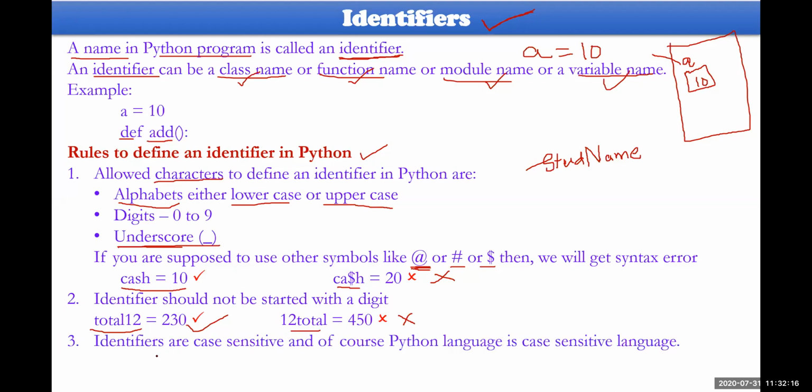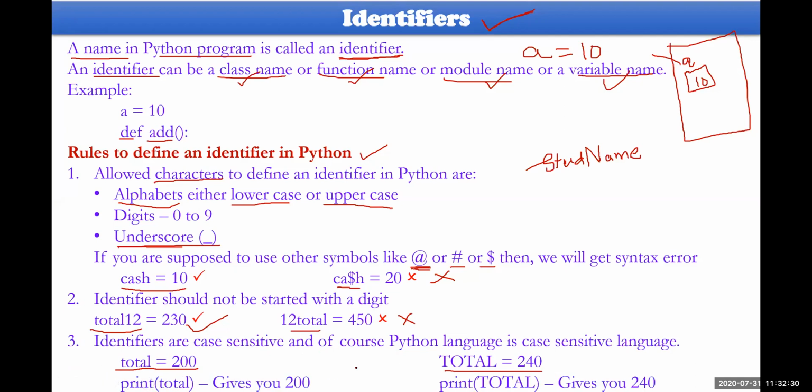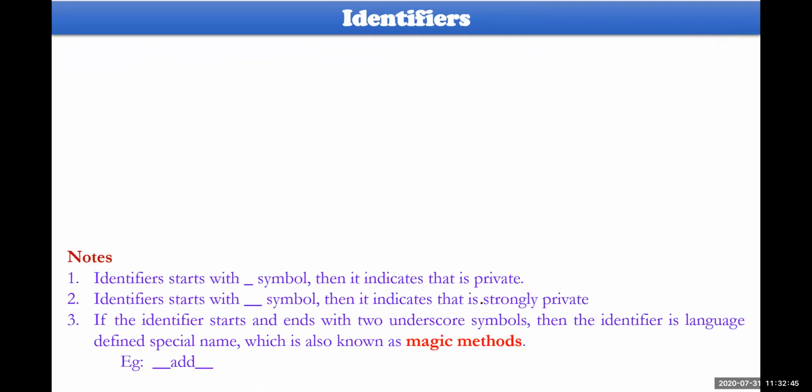Okay. And then identifiers are case sensitive. Case sensitive in the sense, let us say total is equal to 200, and capital TOTAL is equal to 240. If you print small total, it gives you 200, whereas capital TOTAL gives you 240. So uppercase and lowercase are distinguishable. They are not the same. You please remember.